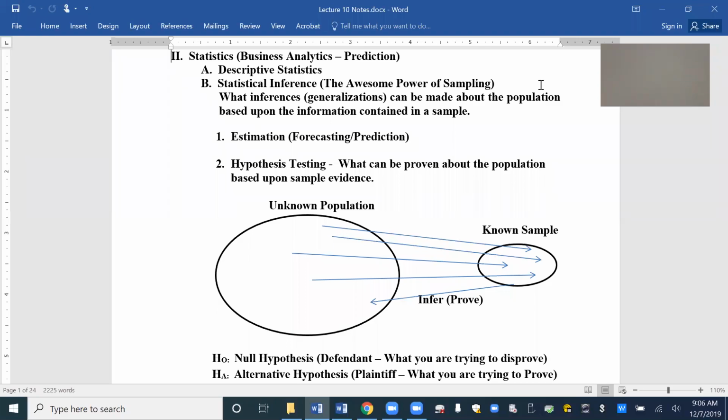Welcome, students, to our last lecture. We have to add our third topic under the heading of statistical inference this morning.